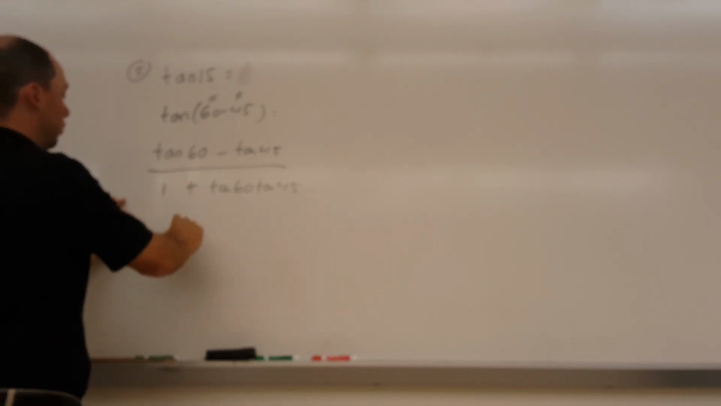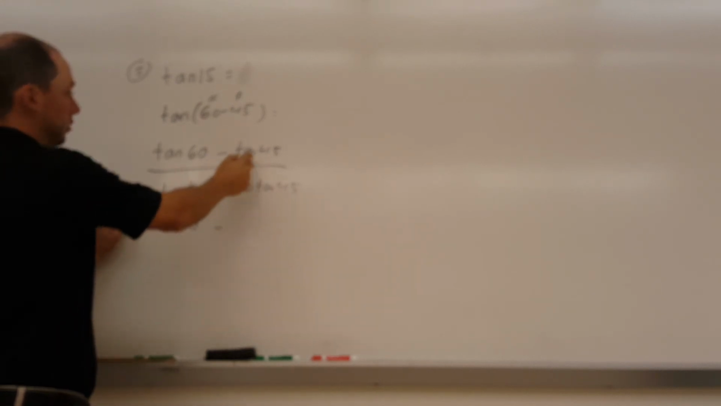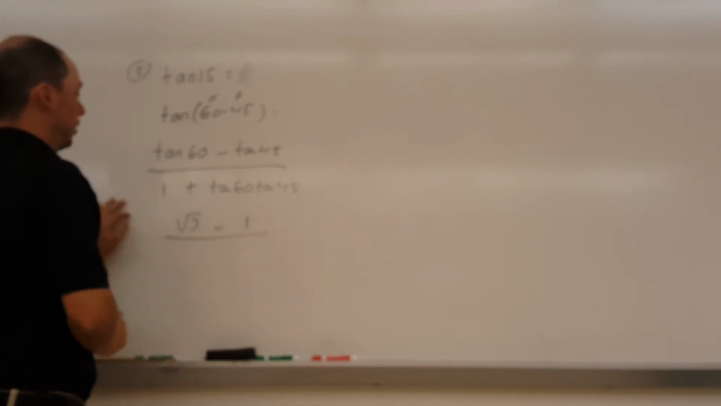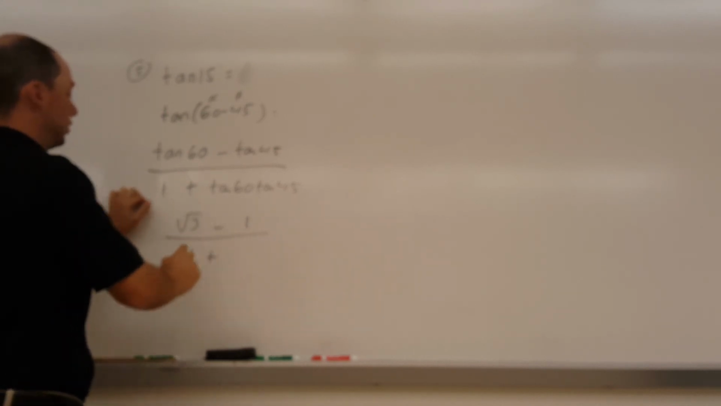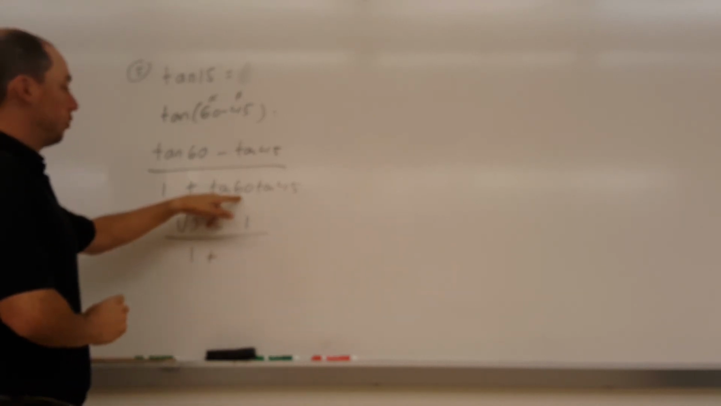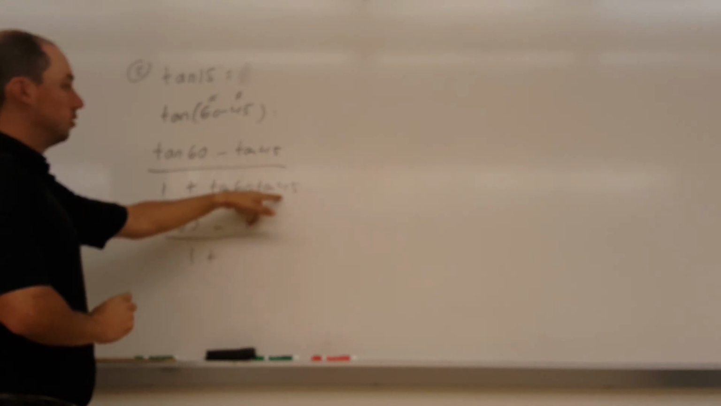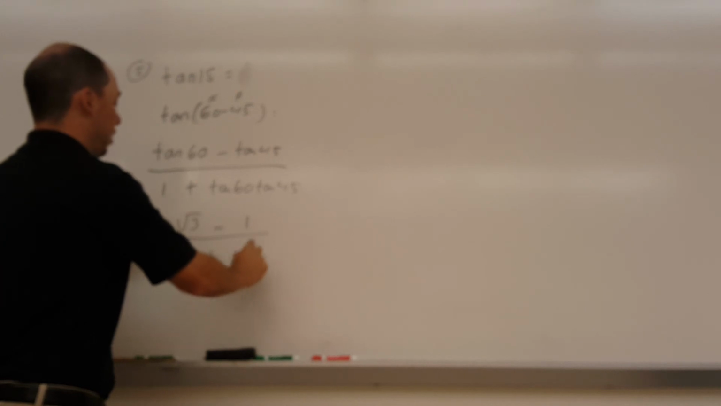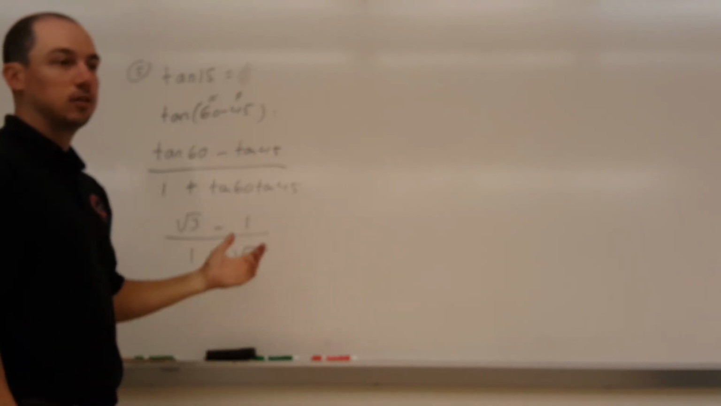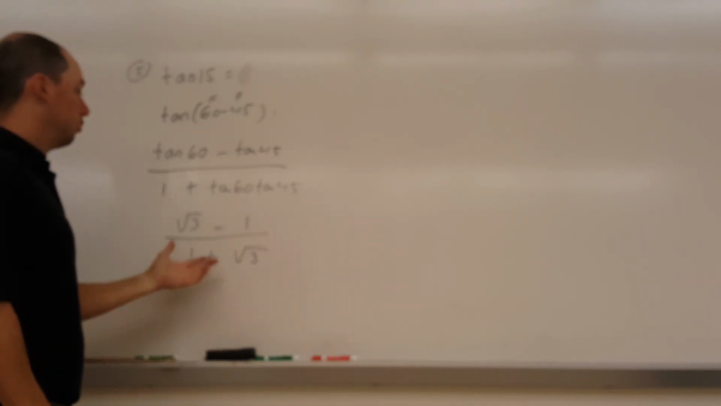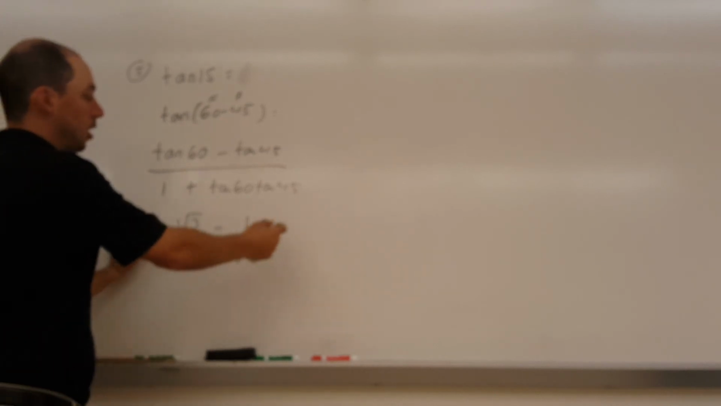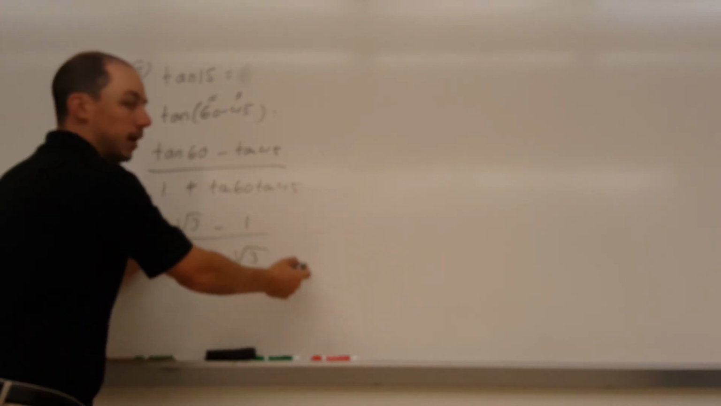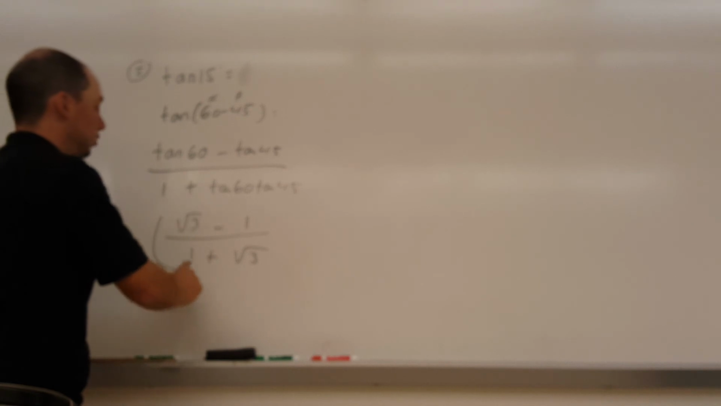Tangent of 60 is radical 3, minus tangent of 45 is 1, divided by 1 plus tangent of 60 is radical 3 times tangent of 45 is 1. Radical 3 times 1 is radical 3. For this unit of our class, normally you should rationalize this by the conjugate, 1 minus rad 3 over 1 minus rad 3, but for our class you can leave it like this.